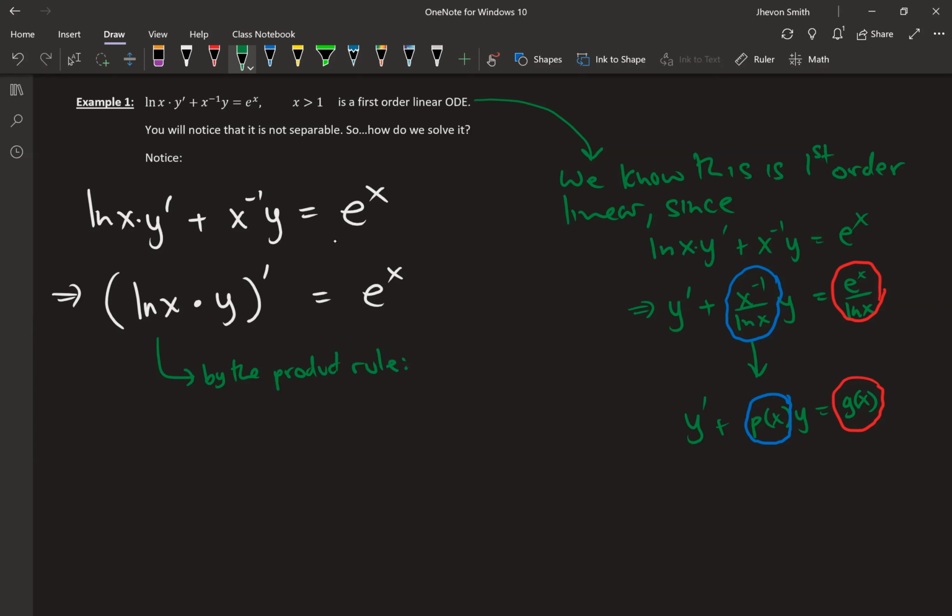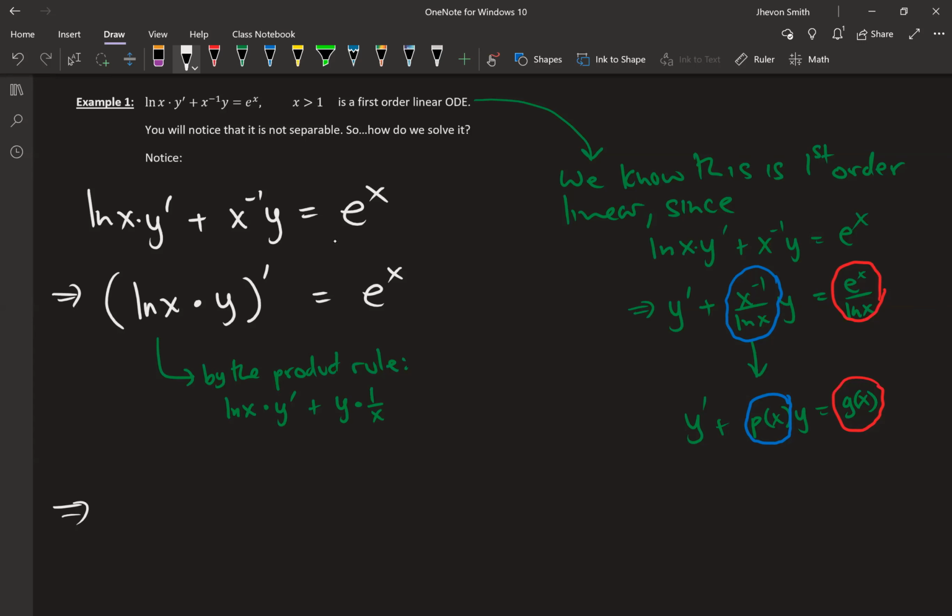This would be you leave the ln, differentiate the y, plus you leave the y and you differentiate the ln. Do you guys see that? So it turns out here's a first order linear differential equation, but the left side has a very nice pattern to it.